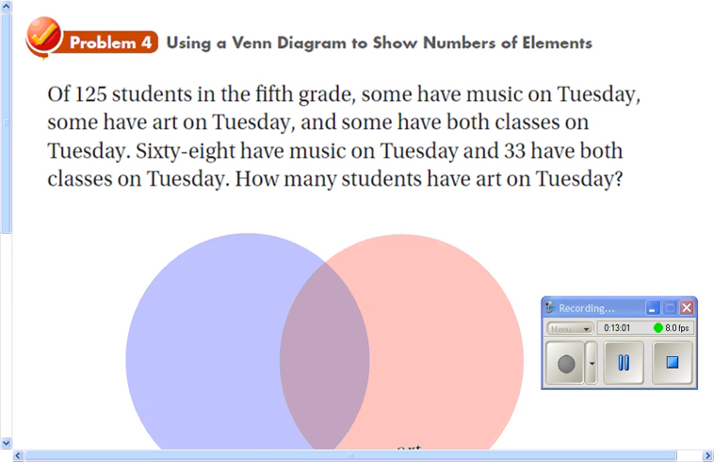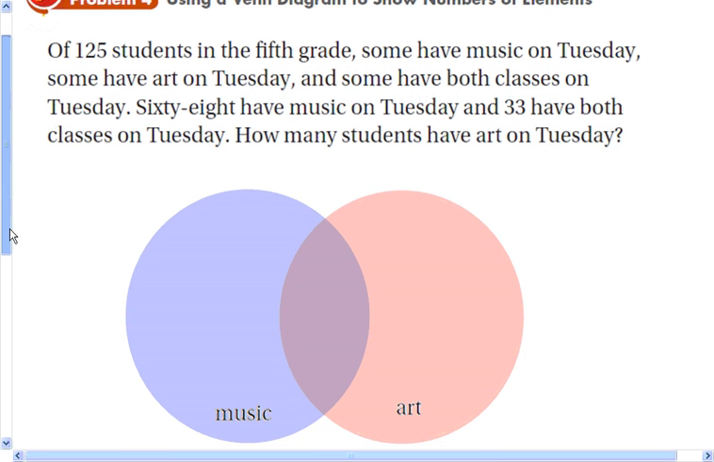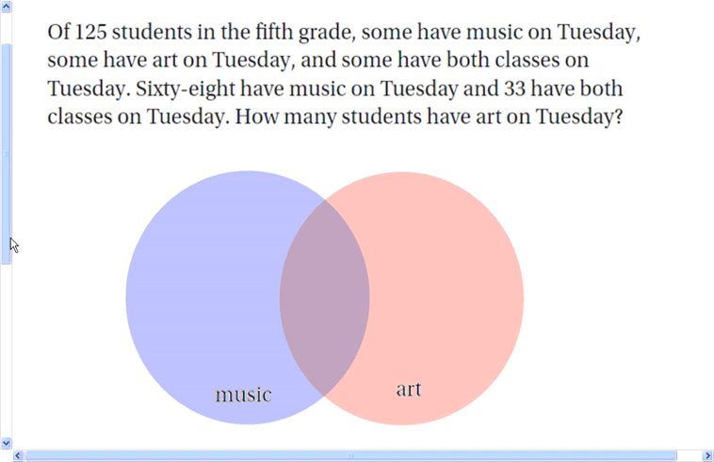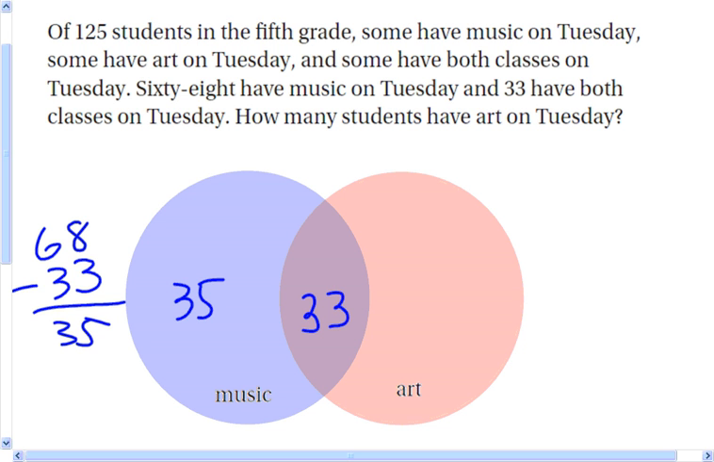All right, so using the Venn diagram, of 125 students in 5th grade, some have music on Tuesday, some have art on Tuesday, some have both on Tuesday. 68 have music on Tuesday, and 33 have both classes on Tuesday. How many students have art on Tuesday? So since we know 33 have both, let's put them right here in the middle. We know there are 68 that have music, but of those 68, some have both music and art.